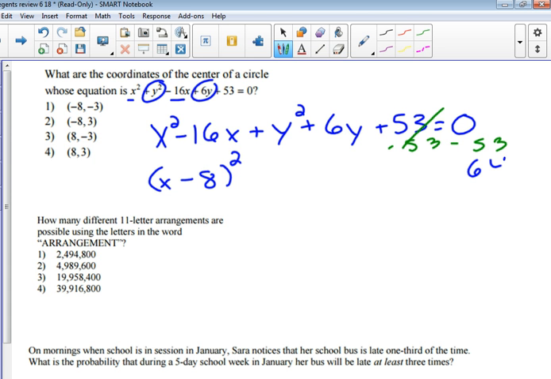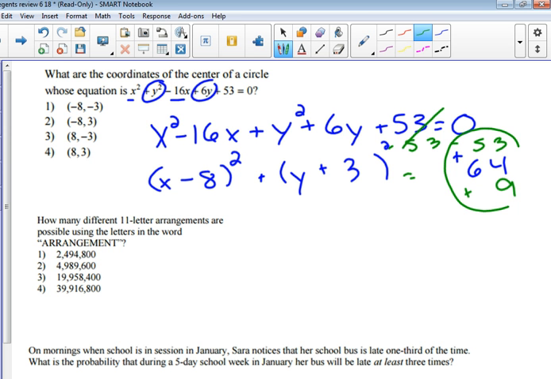-8 squared. Now with the other part, we're going to do the same thing. So put your y in, square it. What's half of 6? 3. Good job. Now we're going to square the 3 and add it over. Yep, you just take half of that term. So now we're going to add 9 over here.